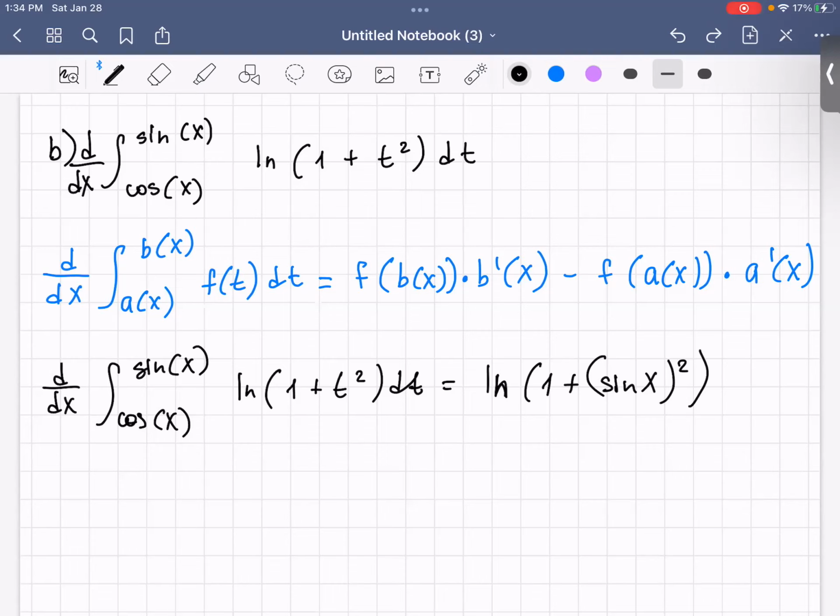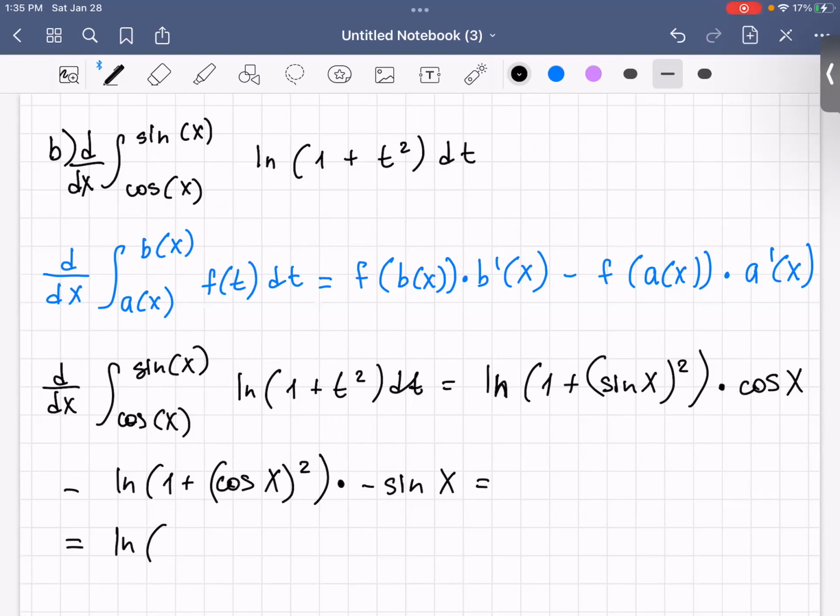So ln of 1 plus sine x squared times the derivative of sine x, which is cosine x, minus ln of 1 plus cosine x squared multiplied by the derivative of cosine x, which is negative sine x. So in the end, we have ln of 1 plus sine squared x times cosine x, plus ln of 1 plus cosine squared x times sine x.